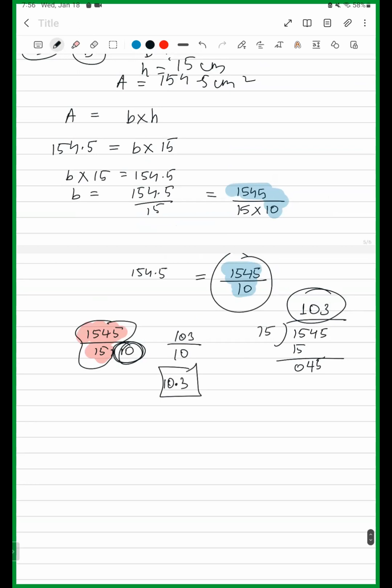Yeah. 10.3 what? 10.3 के आगे पीछे कुछ लगेगा? Centimeters. Centimeters. I will try to do the rest of them right now. So question number 3, the entire thing, and then question number 4 also. That is also going to be the exact same way.